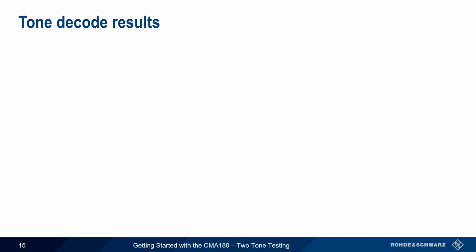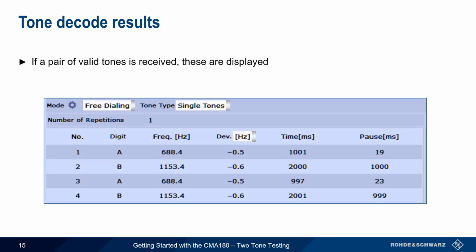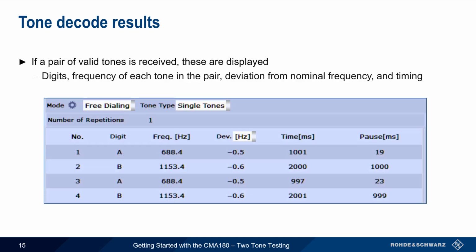Once the measurement is running, the results pane will show each valid received tone. The table shows the received digits, here A or B, the deviation of each audio tone from its nominal frequency, as well as the duration of and the delay between the two tones. This table will continue to be populated as long as the measurement is running and valid tones are being received.